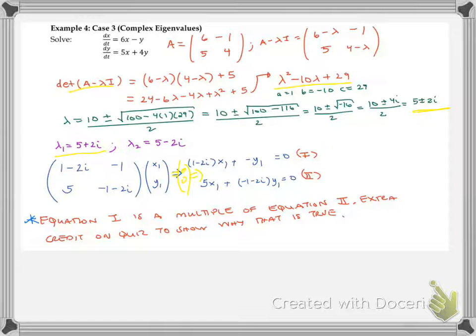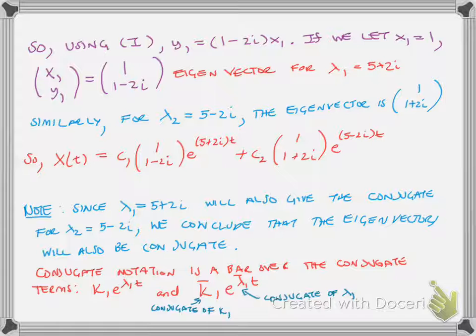Now, equation 1 is actually a multiple of equation 2. And so I will give you extra credit on the quiz to show why that is true. If you can show why equation 1 is a multiple of equation 2, so you have to show it algebraically. Show me what's that multiple that you're multiplying equation 1 by to get equation 2. Then you can get an extra point on the take-home quiz. Okay? So we have that.